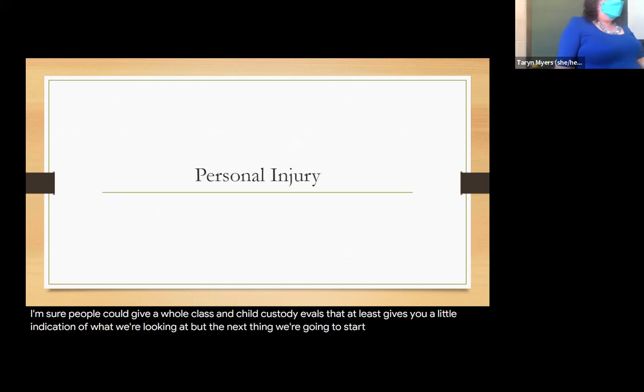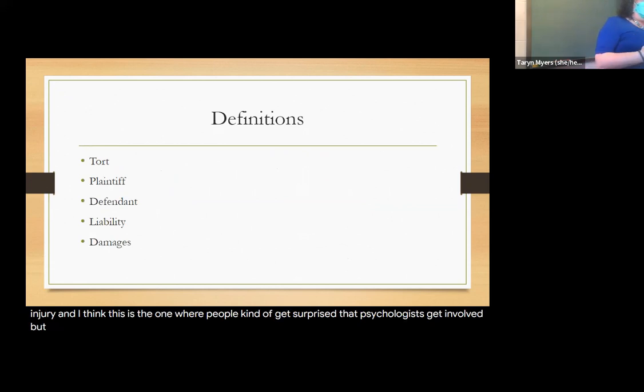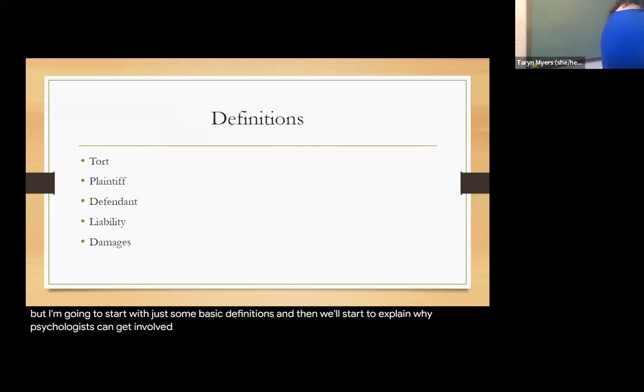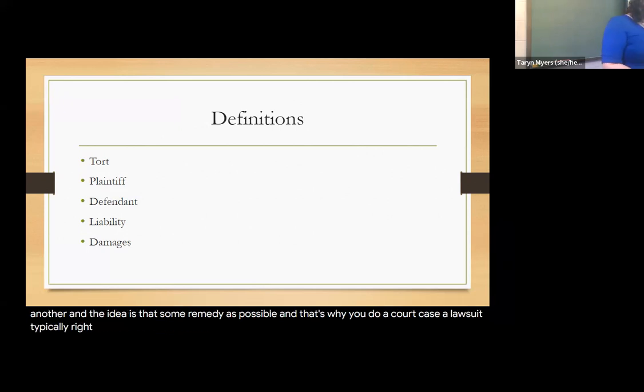But the next thing we're going to start talking about is personal injury. And I think this is the one where people kind of get surprised that psychologists get involved. But I'm going to start with just some basic definitions, and then we'll start to explain why psychologists can get involved in these particular cases. So the term tort is a civil wrong one commits against another. And the idea is that some remedy is possible, and that's why you do a court case, a lawsuit typically, right? It's a legal claim or complaint in the form of a lawsuit. You have wronged me. I deserve some recompense for that.